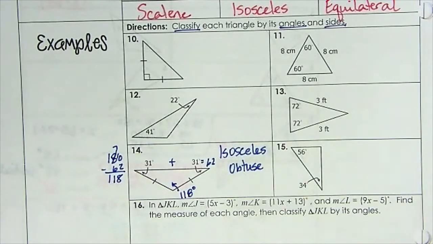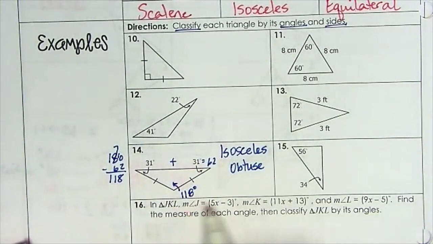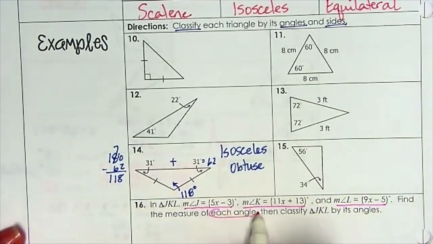Okay, so here we go. We're looking at 16. It says triangle JKL, the measure of angle J is 5x minus 3, K is 11x plus 13, L is 9x minus 5. Find the measure of each angle.